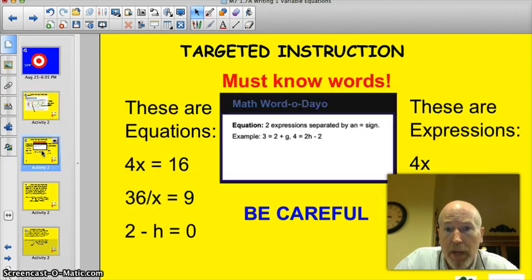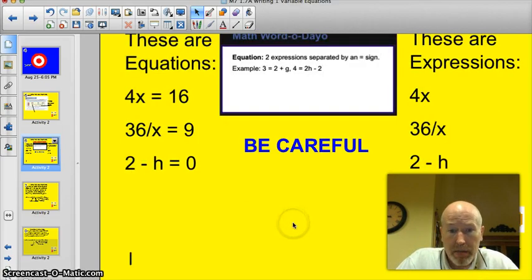Okay, let's move on. A little vocabulary first. Be careful of these two words: equations, which I'm using today, and expressions, a word that we've been using in the past. Look at these differences. Expression: 4x. Equation: 4x equals 16. Expression: 36 divided by x. Equation: 36 divided by x equals 9. Do you see the difference? Equations have an equal sign in them. Equation, you can almost see the word equal in there. So remember that.